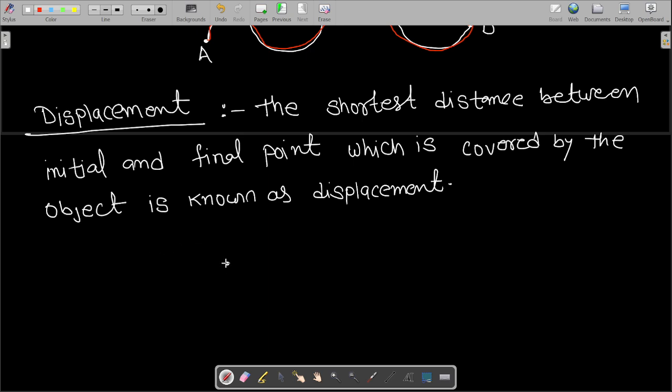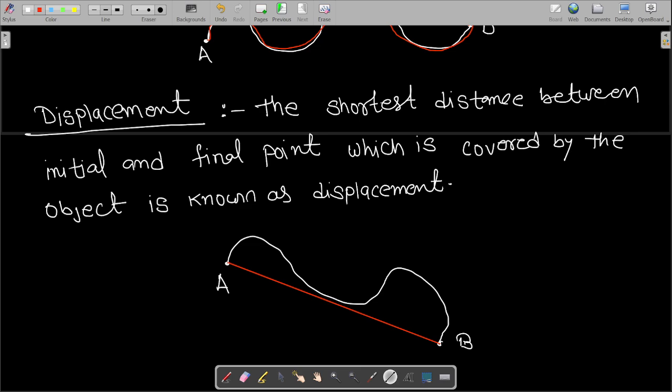Suppose we started from point A, and in the similar manner we reached point B. So the displacement will be nothing but the shortest distance between A and B. What will be the shortest distance? It will be a straight line. A straight line is the shortest distance between any two points. So it will be the displacement.